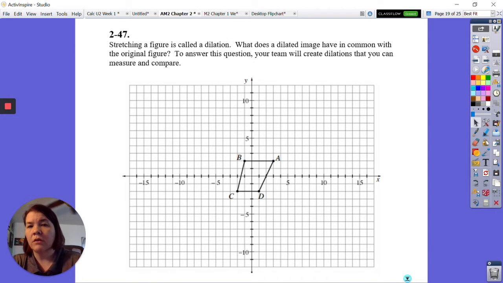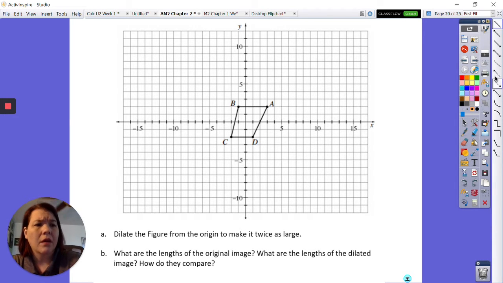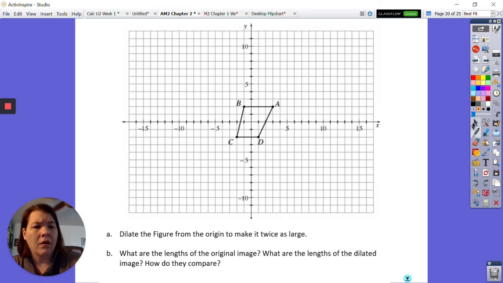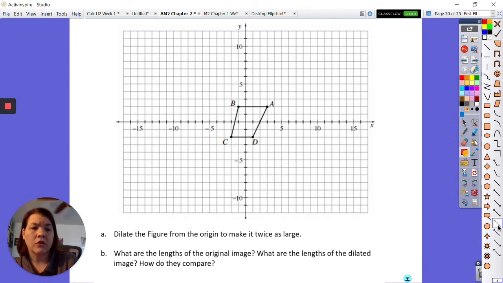So sketching a figure is called the dilation. What does a dilation have in common with the original figure? And we're going to see what we can do. So dilate the figure to make it twice as large, from the origin. In our activity, we can create dilations by using a center, and then we need to be drawing straight lines from that center.